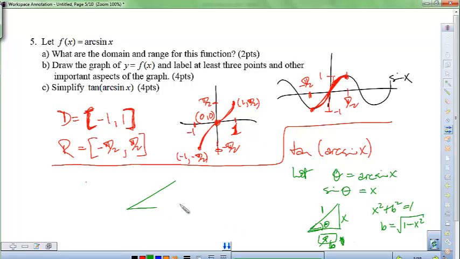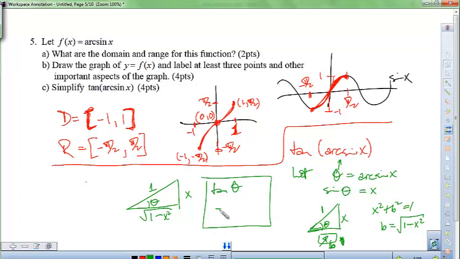Now if we redraw that triangle, you don't need to, but I'll redraw it anyways. This is theta, this is 1, and we're looking for the tangent of theta. Using this triangle, the tangent is opposite over adjacent. So that's x over the square root of 1 minus x squared. Alright, so that is our last problem for number 5.